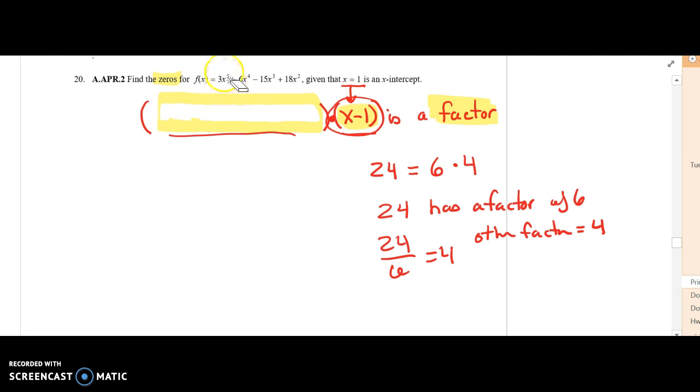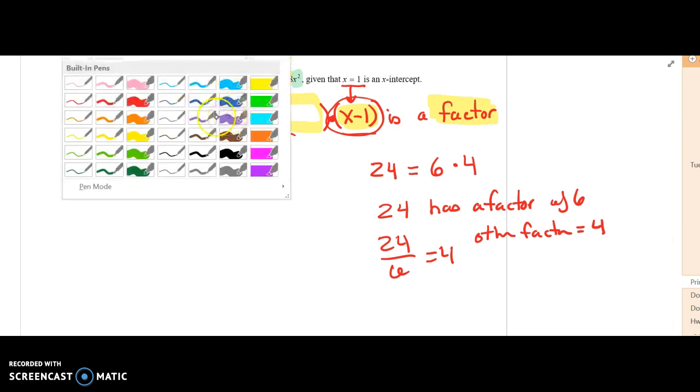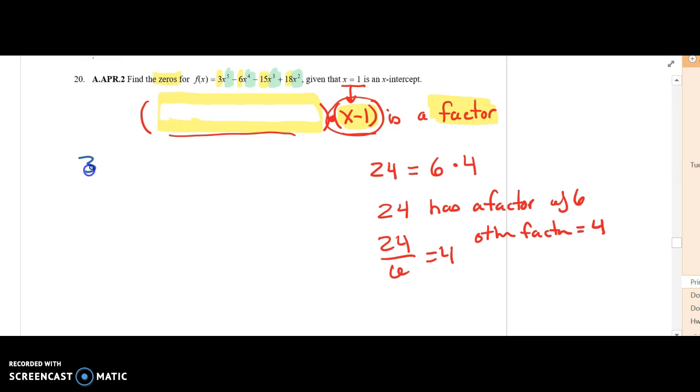And sure enough, I can see 3, 6, 15, and 18. Also, x squared shows up in every term. So I'm going to start with factoring out a 3x squared. When I do, I have x cubed minus 2x squared minus 5x plus 6.